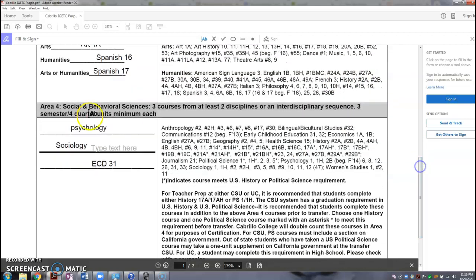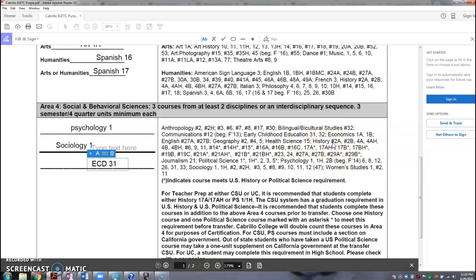Now let's do here. So the social and behavioral sciences. You got to do 3 classes, 1, 2, 3. They have to be from 2 disciplines. Meaning, no puedes tomar anthropology 2, 3, and 6 only. They have to be different, at least 2 different disciplines. So I'm interested in taking psychology. Psychology 1. That's the introductory psychology, right? And then maybe sociology 1. Okay? And then you can choose more psychology, 2B if you want, or the 6. Or maybe you can do like a health science or history.